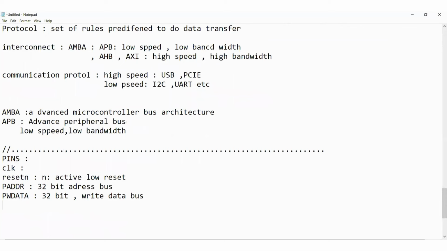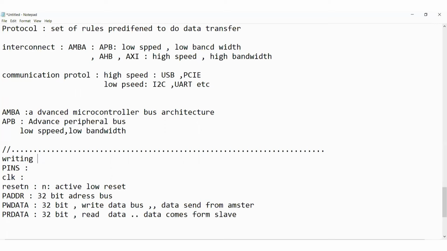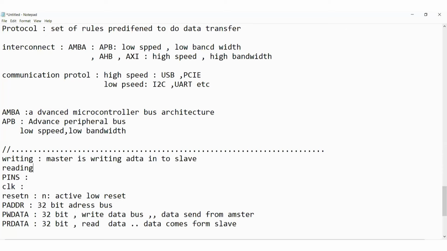Then PRDATA. This is also 32-bit. It is the read data. So data will come from the slave. And here, in PWDATA, data is sent from the master. Remember, whenever you are writing, writing means the master is writing the data into the slave. Reading means the master is reading from the slave.